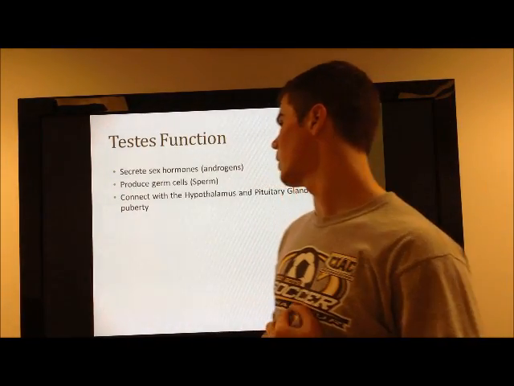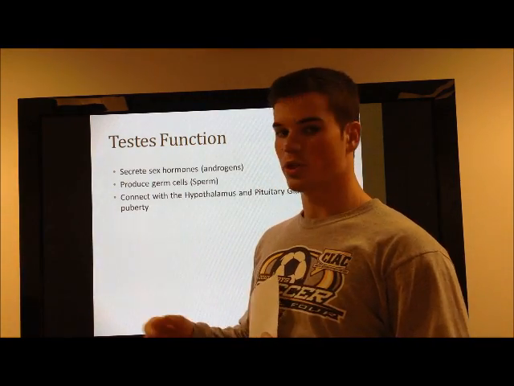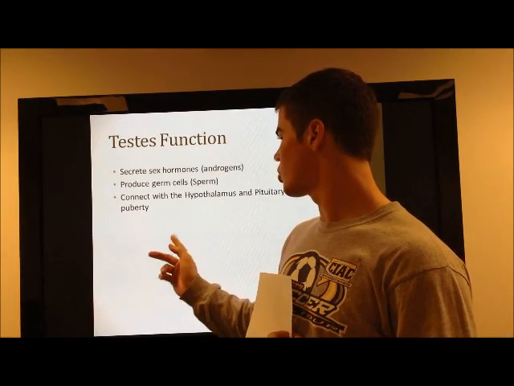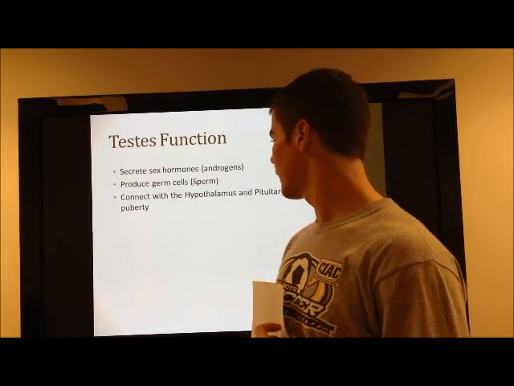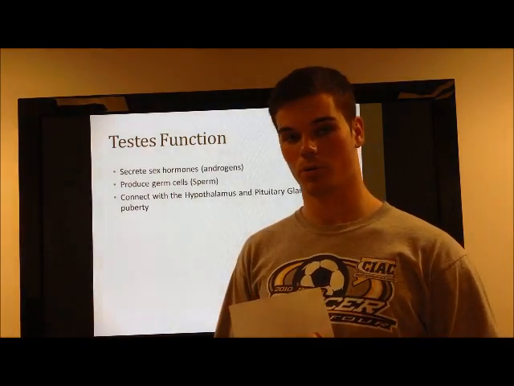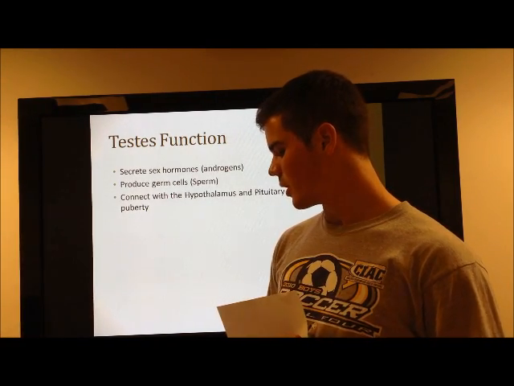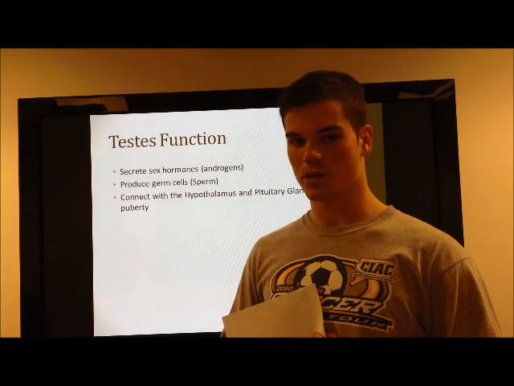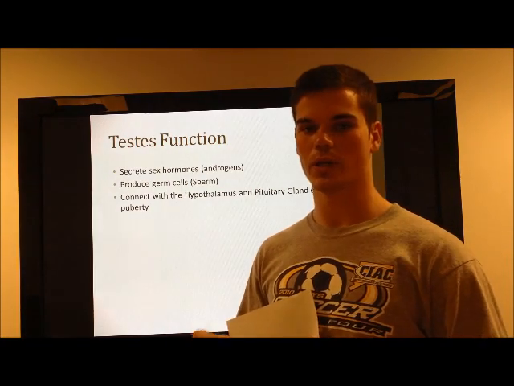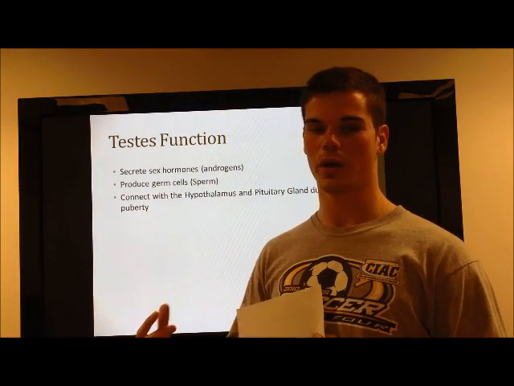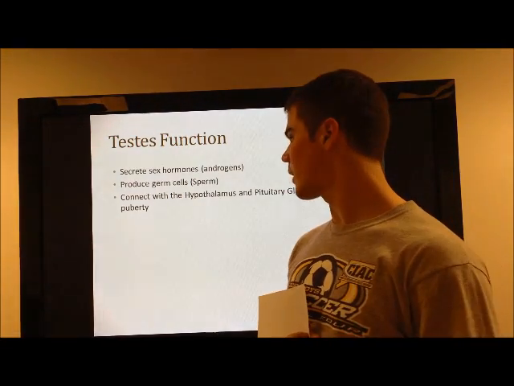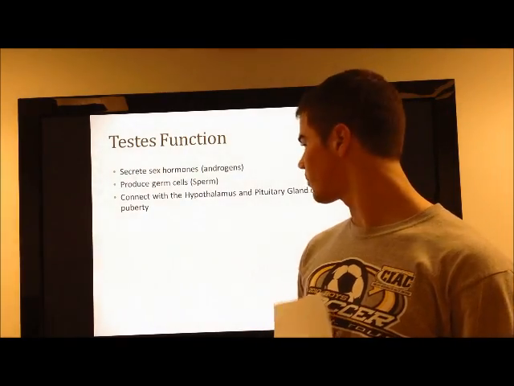So the testes function: they secrete sex hormones, which are known as androgens, specifically testosterone. And then they produce germ cells, which are also known as sperm. And then they're connected with the hypothalamus and pituitary gland during puberty, and those two are both in the brain. What happens during puberty is you have an increase of follicle stimulating hormone and luteinizing hormone, FSH and LH for short. Many people think that's only common in females during their period cycle, but it is actually also prevalent in males as well.